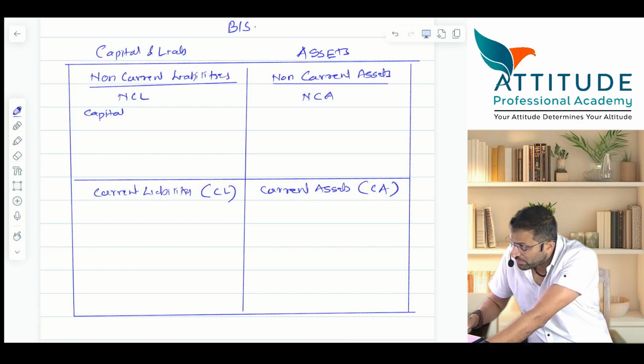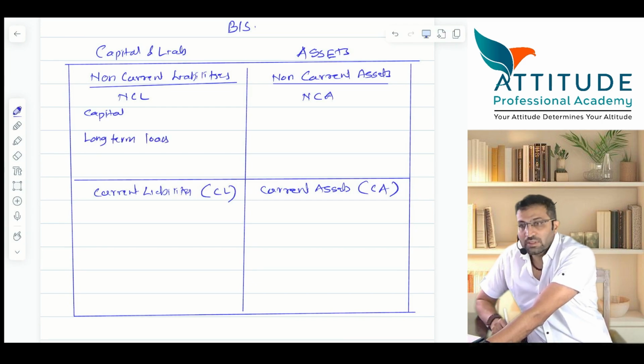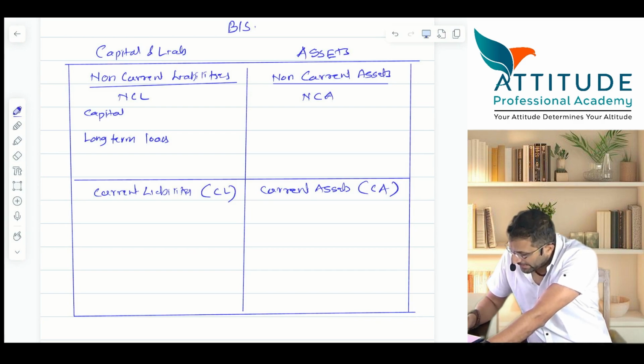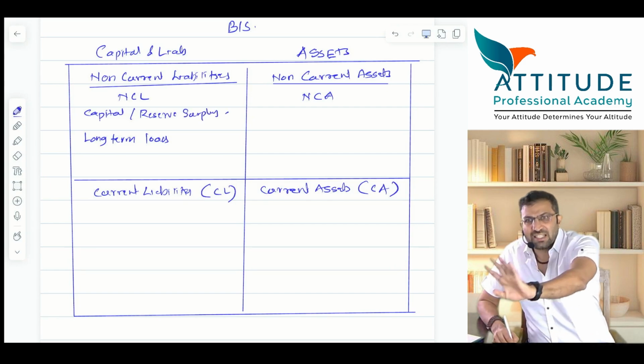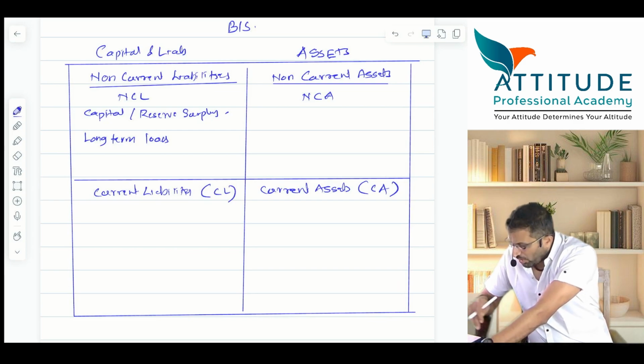Anybody else tell me? Capital और क्या आता है? Long term loans. Is that clear? Any reserves and surplus? Reserves and surplus means P&L account here, which is not yet transferred to capital account. All these are NCL. Is that clear?